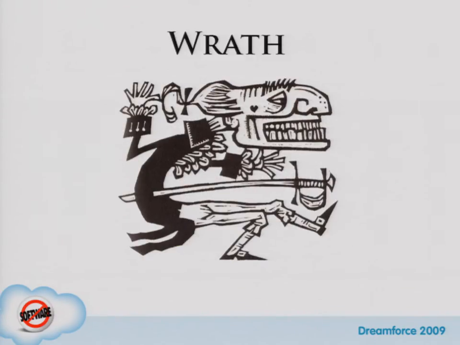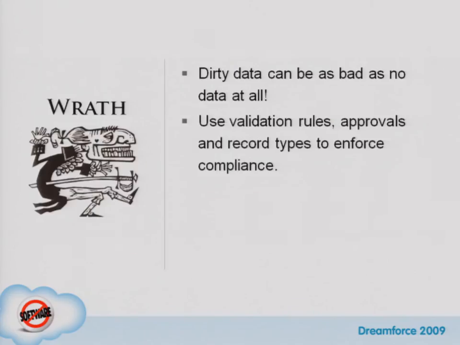Let's talk about wrath. Dirty data can be as bad as no data at all, and is usually worse because you're making decisions based on what you think is right but has no basis. There's a lot of ways to get around this, but the best way is to use validation rules, use approval processes, and make sure that your data is as clean as you can get it.